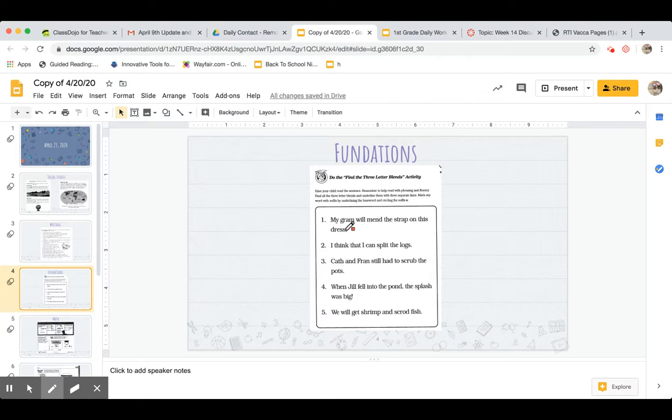For this first sentence here, it says, my gram, and this word gram, when you tap it, g-r-am, only has 3 taps, because it has a glued sound. Will mend the strap. Now this word strap, I could tell it has a 3-letter blend. Let's tap it out. S-t-r-a-p, strap. So this right here at the beginning, STR, that is a 3-letter blend.